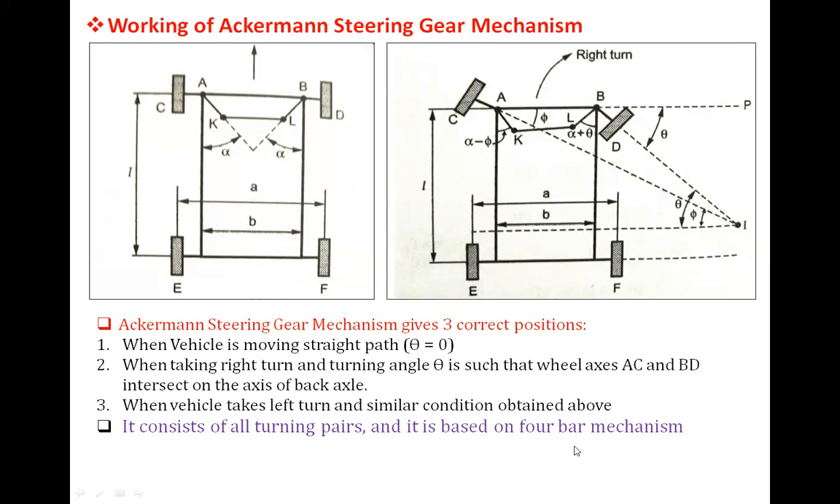The Ackermann steering gear mechanism gives three correct positions. When the vehicle is moving on a straight path, theta is equal to 0. When the vehicle takes a right turn and the turning angle theta is such that the wheel axes AC and BD intersect on the axis of the back axle. When the vehicle takes a left turn, a similar condition is obtained. It consists of all turning pairs and it is based on the 4-bar mechanism.